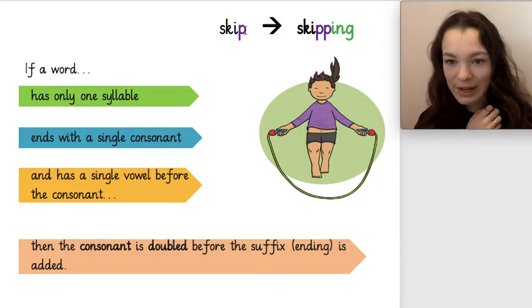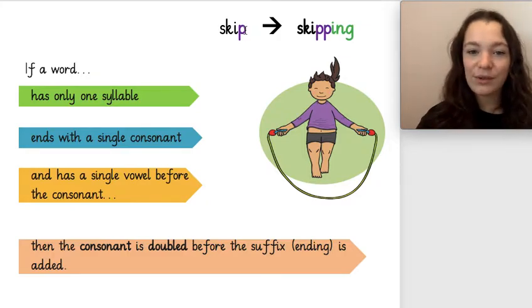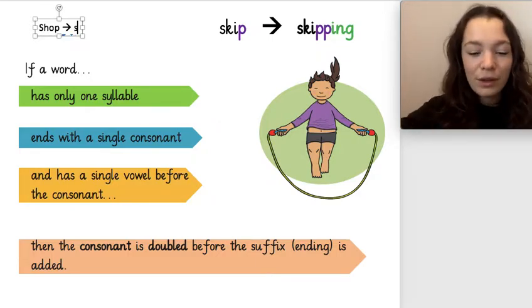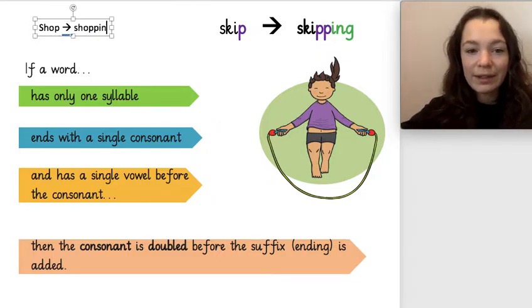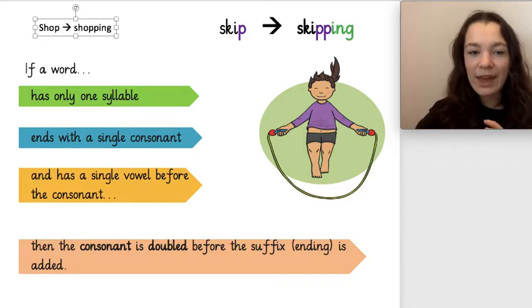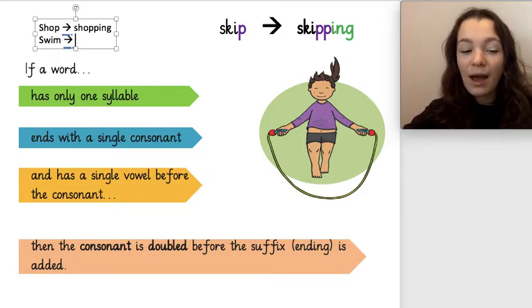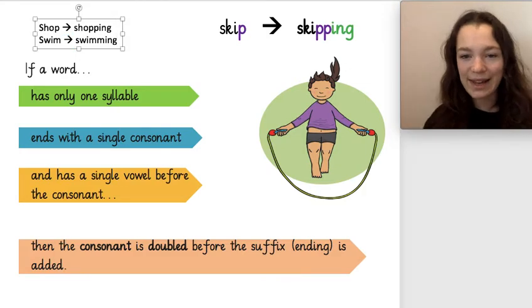So double the letter, add the suffix. So skip has become skipping. If I have the word shop, that's going to become shopping. I've doubled that P. If I have the word swim, that's going to become swimming.